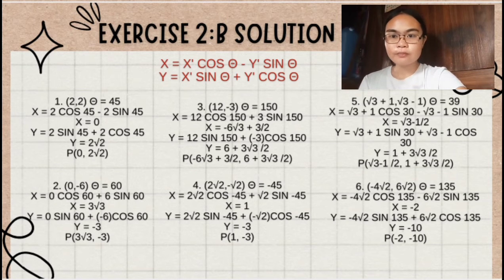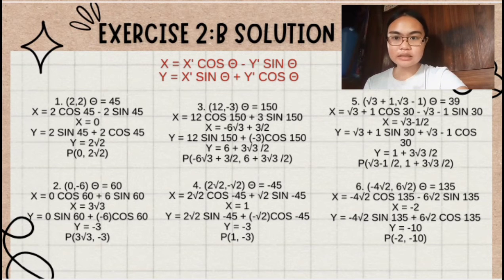For number 2, the given P dash is 0 and negative 6 and the given theta is 60. So x is equal to 0 cos 60 plus 6 sine 60. So x is equal to 3 square root of 3. And y is equal to 0 sine 60 plus negative 6 cos 60. So y is equal to negative 3. So the answer for P is 3 square root of 3 and negative 3.